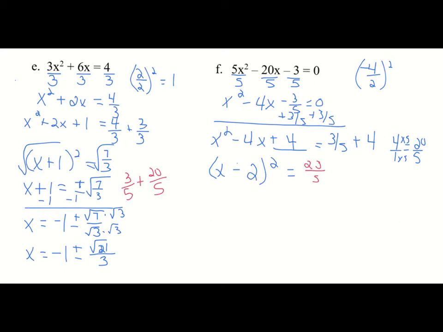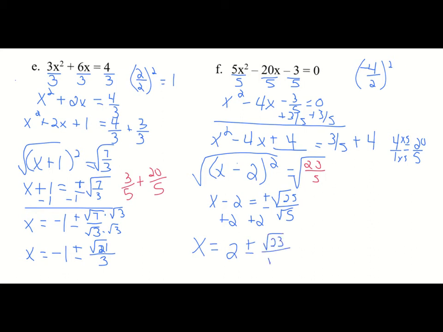So again, we're dealing with some fractions, but it's not bad. Let's go ahead and take the square root of both sides. I have x minus 2 is equal to the square root of 23 over the square root of 5. And I'm just going to go ahead and split it up because I know I'm going to need to rationalize. Don't forget your positive and negative roots. And then we're going to add 2 to both sides. So right now we have x is equal to 2 plus or minus the square root of 23 over the square root of 5.